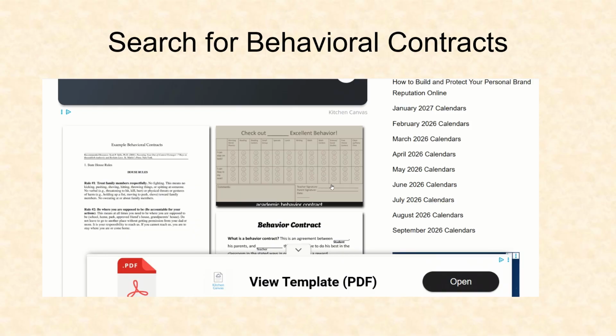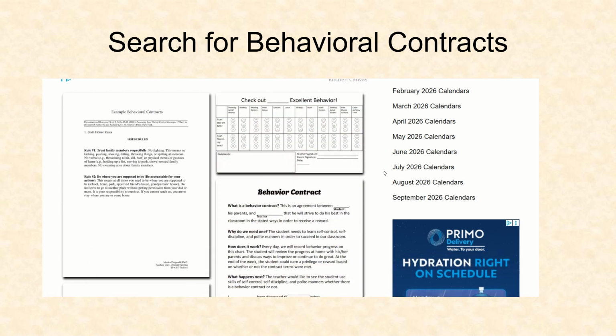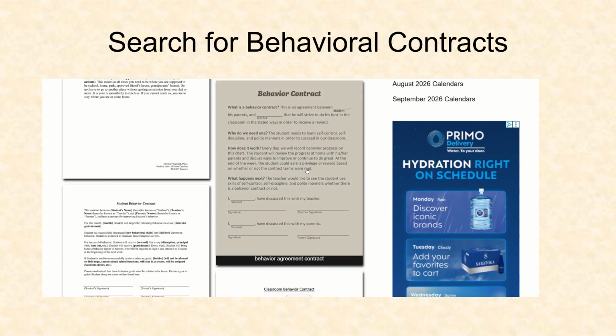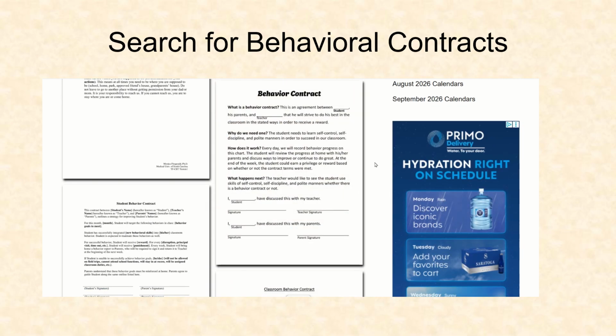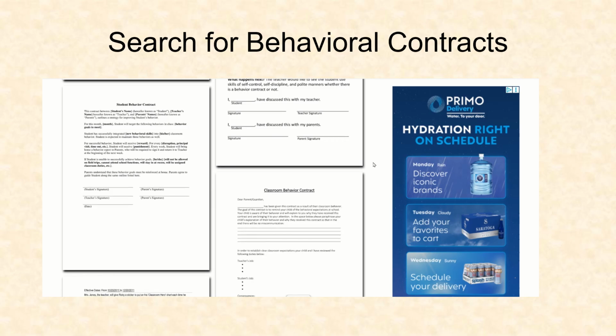On some sites, you'll notice there are self-assessments like here that we could use with students. Now this one looks more like an early childhood or elementary example. Notice in many of the contracts, they're saying what is a behavioral contract and what does it mean? How does it work? What's going to happen? And then there are areas for the teacher, the student, and maybe even a parent to sign as well to show that they're aware of things.